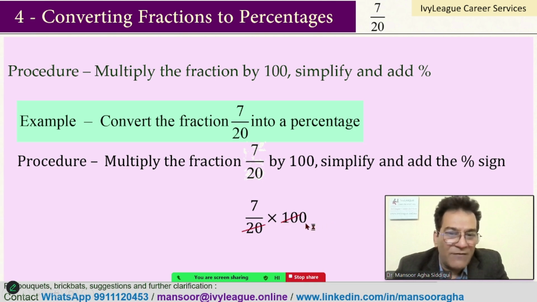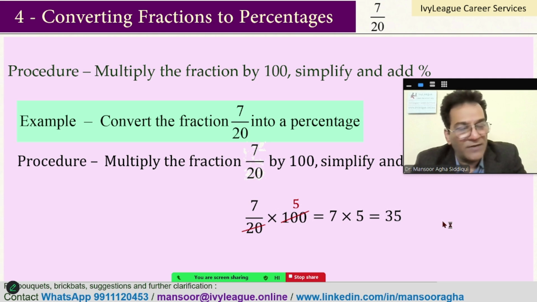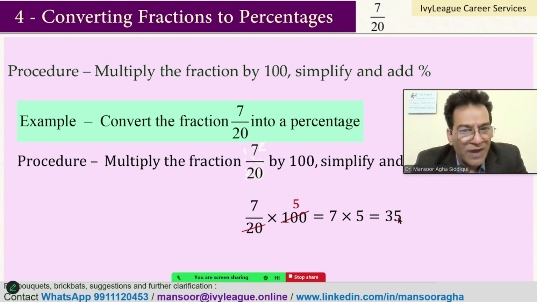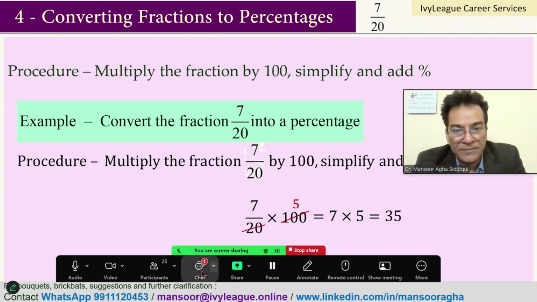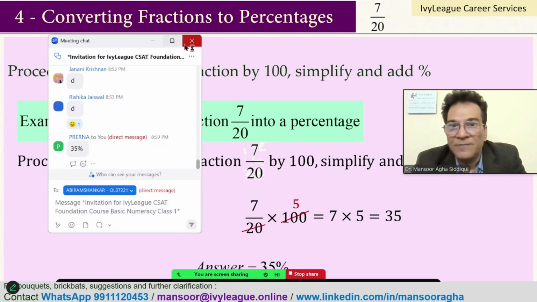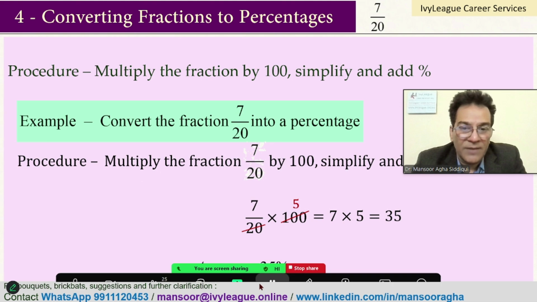You know that 20 times 5 is 100. So 7 multiplied by 5 is equal to how much? 35. Once you've got 35 after simplification, you need to put a percentage sign with it and you end up getting your answer. Answer is 35%. Is this clear?